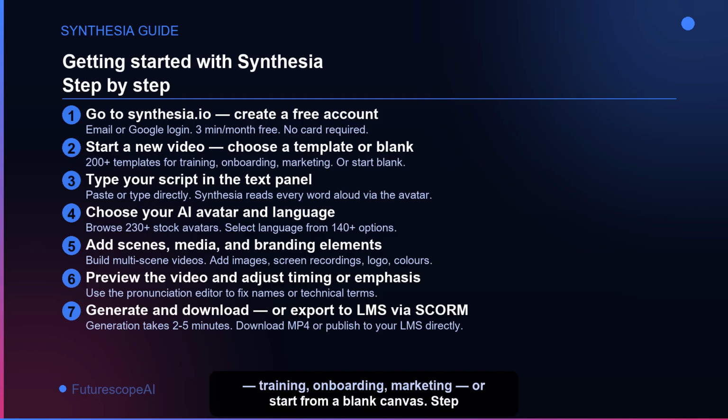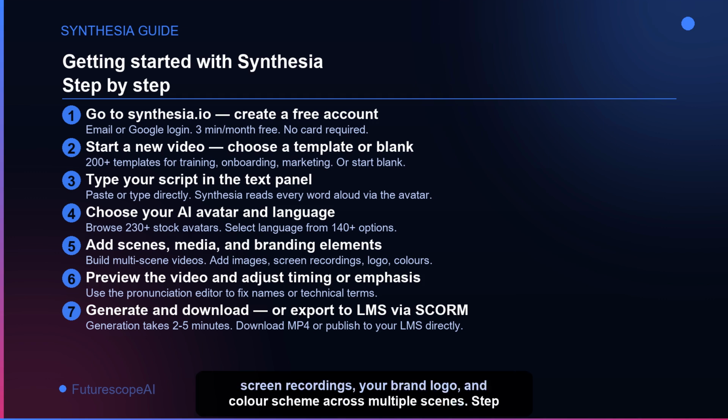Step 3. Type your script directly into the text panel. Synthesia reads every word via the avatar, what you type is what they say. Step 4. Choose your avatar and language. Browse over 230 stock options and select from 140 languages. Step 5. Build your scenes. Add images, screen recordings, your brand logo, and color scheme across multiple scenes.